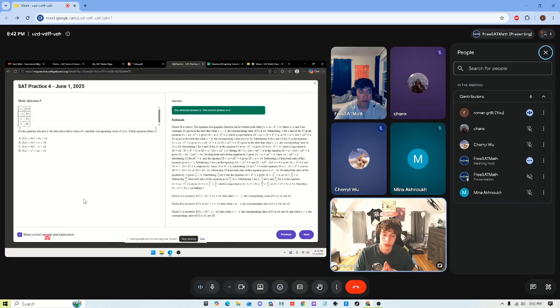So yeah, perfect use of the Desmos table function. It's really easy to use. It's like the first thing you should learn on Desmos tricks.